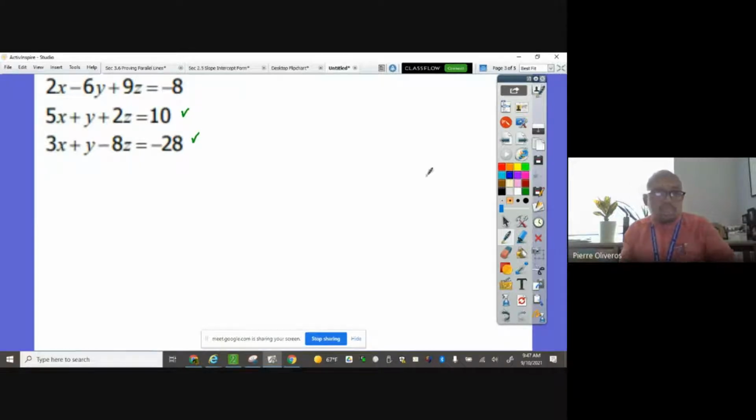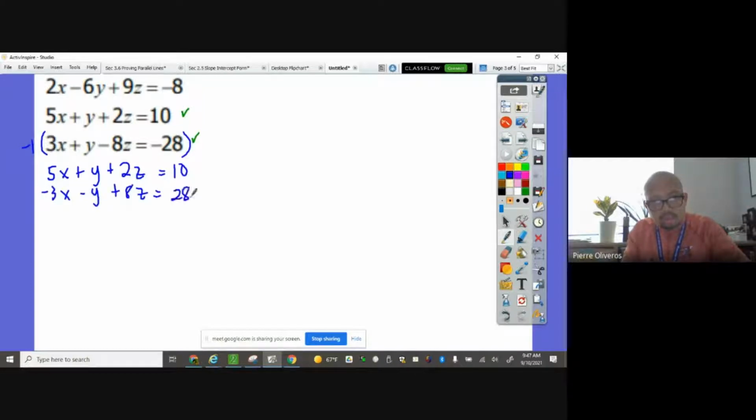So I can come up with equation A. I'm going to work on the second and third equations. What I'm going to do is multiply the third equation by negative 1, all of this by negative 1. So this becomes negative 3x, negative y, plus 8z equals 28. Why do I need to do that? Because look at this one: y minus y will cancel out. This will become 2x plus 10z equals 38. And that's my equation A.